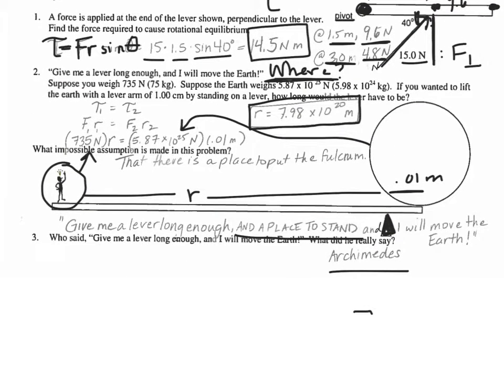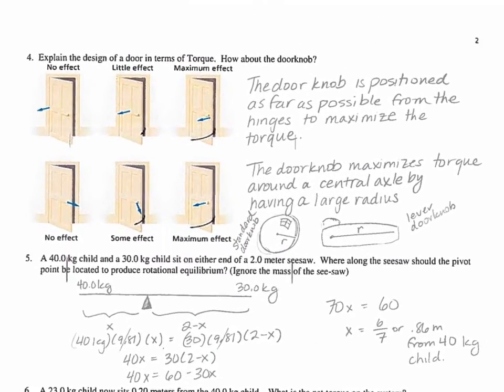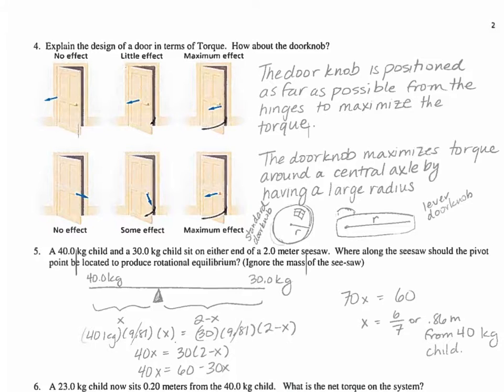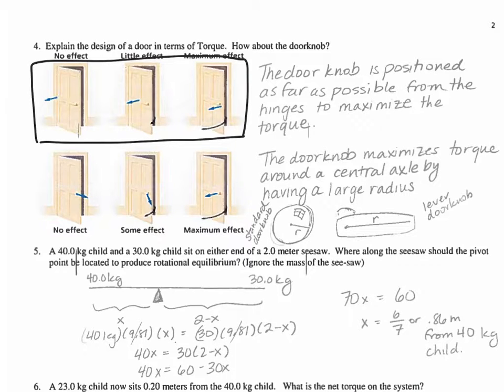Okay, moving on to our next page. Let's look at some more examples. Explain the design of a door in terms of torque. And then how about the doorknob? So first we're going to look at these top 3 pictures. And I want you to imagine that you try to open a door by pushing right near the hinges. And when you push right near the hinges, you have almost no effect on the door because your lever arm, your R, is almost 0.